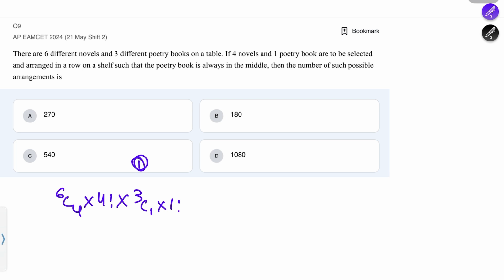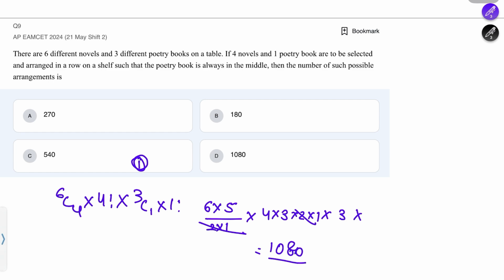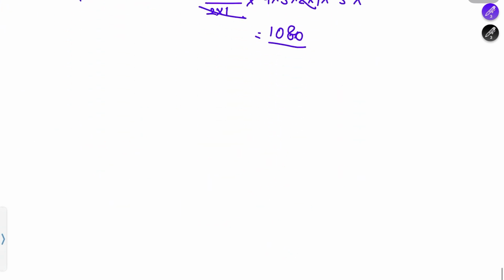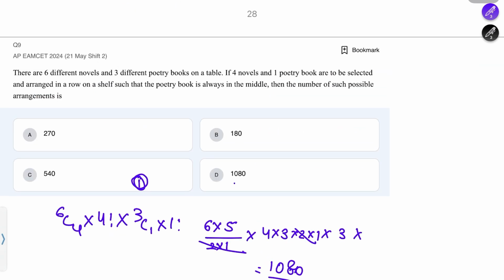So the answer is 6 into 5 divided by 2 into 1, times 4 factorial, 4 into 3 into 2 into 1, times 3C1, which is 3. Okay, so the 2s cancel out, and multiply by the arrangements. So 30 times 12 times 3, this one is 1080. You can multiply that, the answer is 1080. So according to this, the answer is option D. So it's also a very easy question, not a hard one.